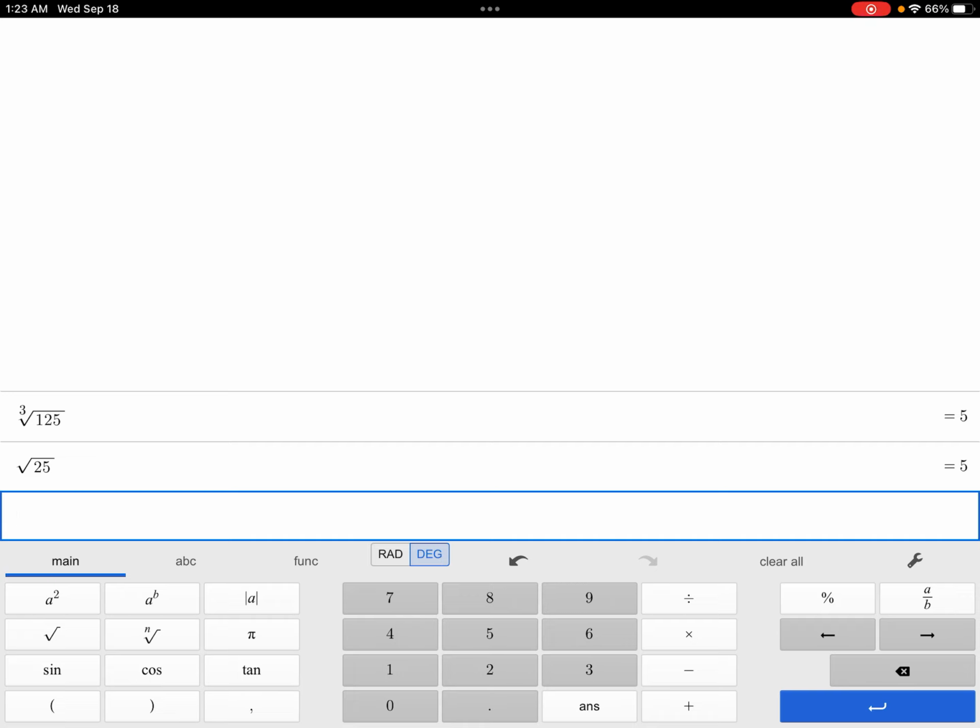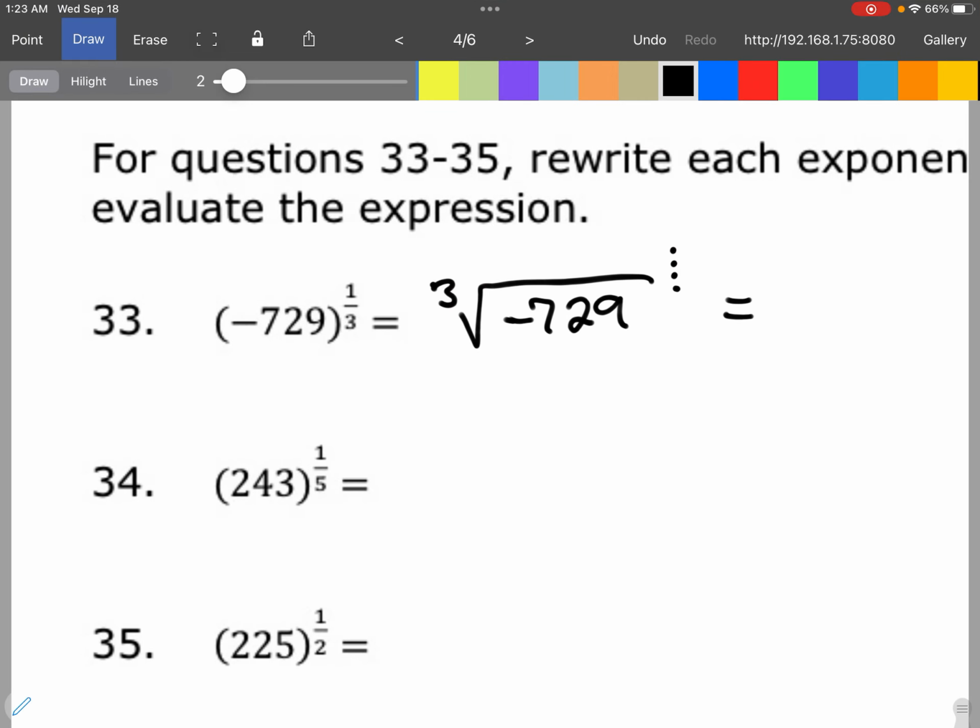Cube root, so I'm hitting that guy right there. And then we type in our 3. On the inside, we type in negative 729. Well, won't you look at that? The answer is negative 9. And again, there's no need to put that invisible 1 there unless you want to. And what that means is, if we multiplied negative 9 three times, because that's what this is, we would get negative 729.